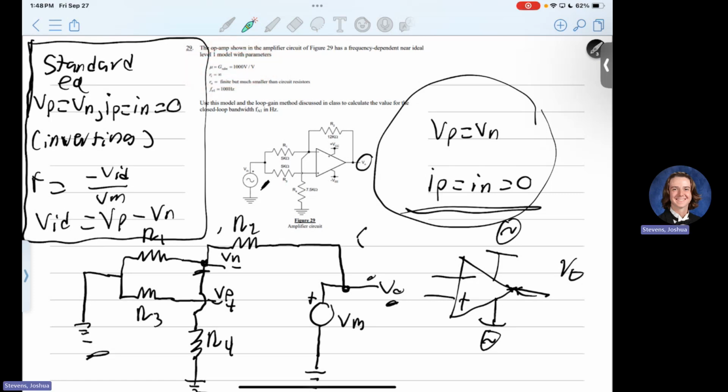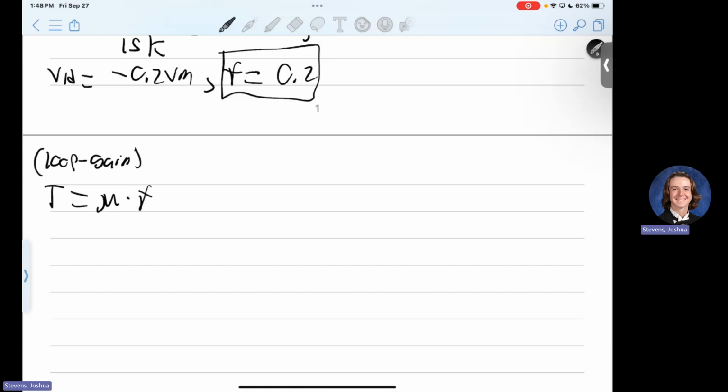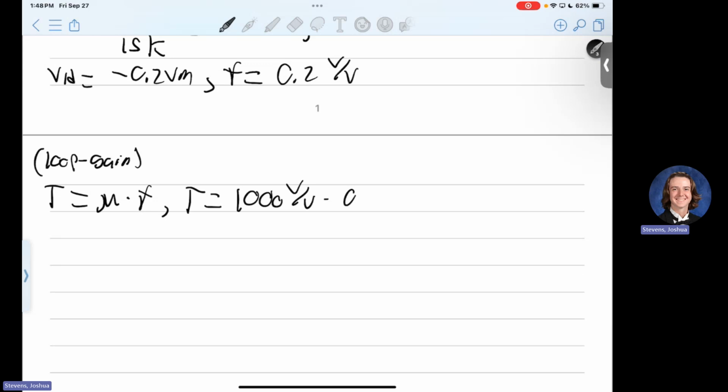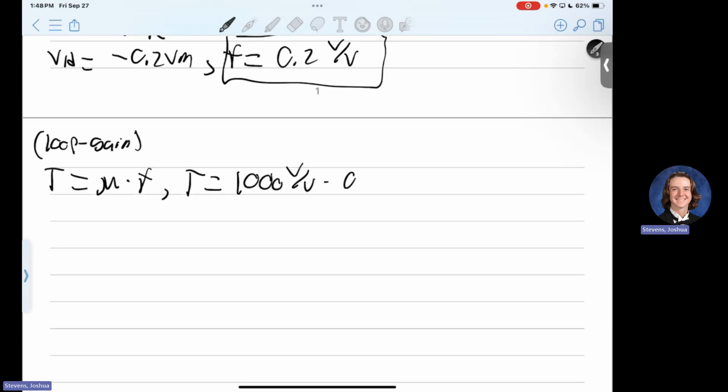I don't know if that's always the case. It's literally on the paper, so I'm saying in this case. So there we go. T equals 1,000 volts per volt times the feedback. The units for feedback is volts per volt. I forgot to put that down. Volt per volt. Times 0.2 volts per volt equals 200 volts per volt.